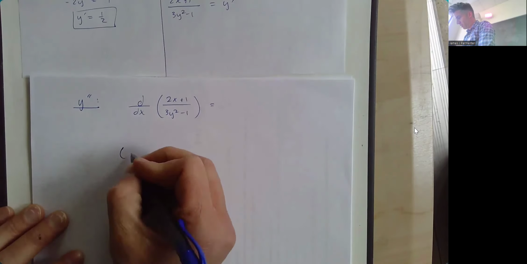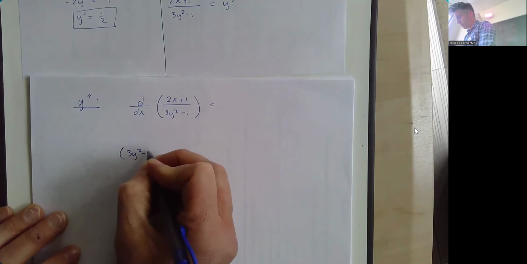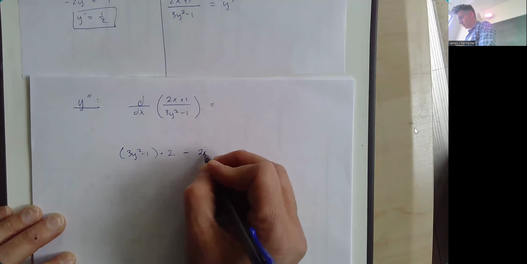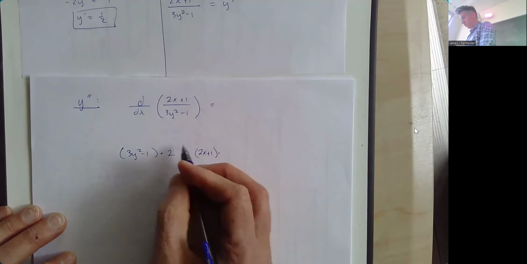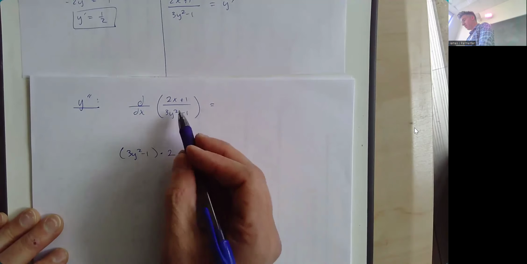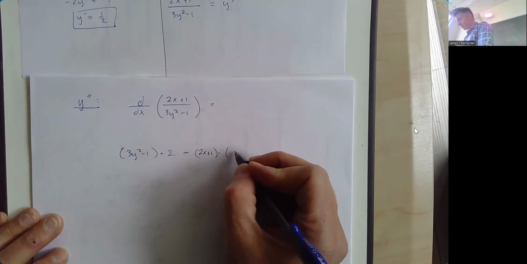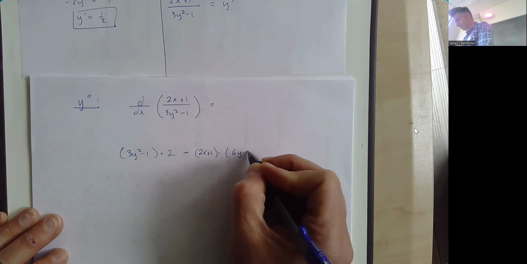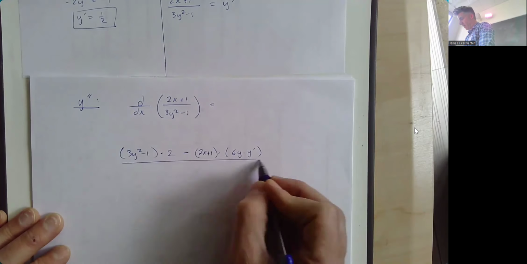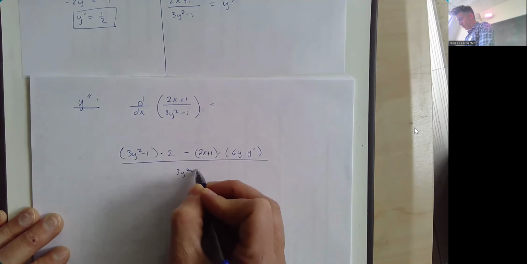Okay, so quotient rule time. Bottom, 3y squared minus 1, times the derivative of the top, which is just 2, minus the top, which is 2x plus 1, times the derivative of the bottom. Here's where we have to be careful. The derivative of 3y squared minus 1 is going to be 6y times the derivative of y. All divided by 3y squared minus 1, squared.